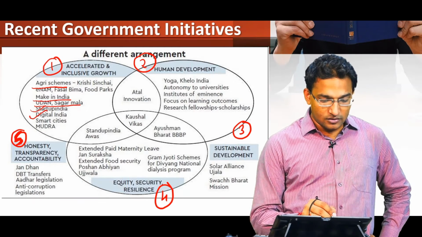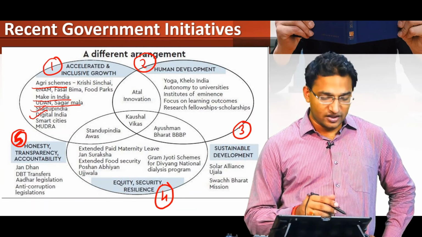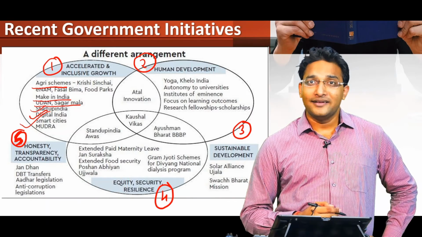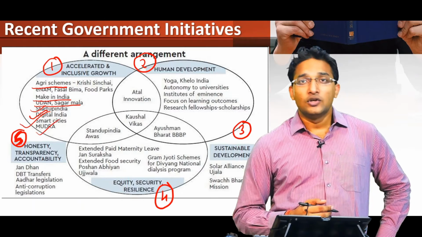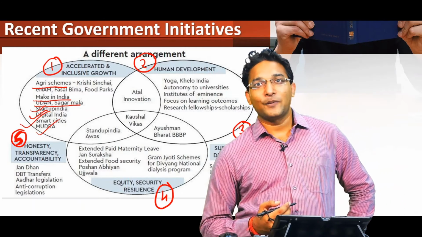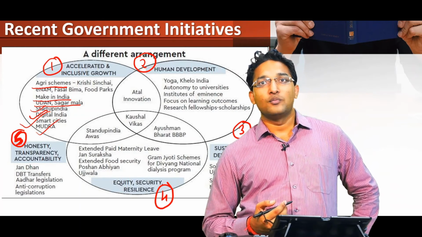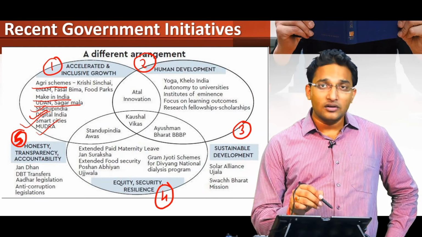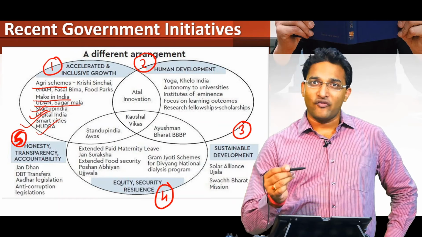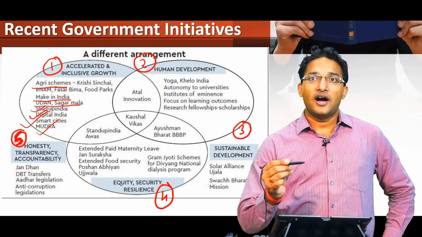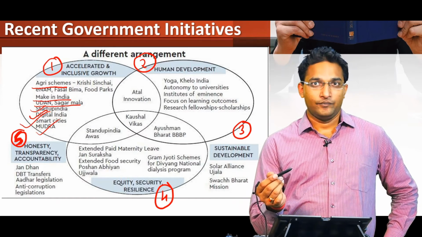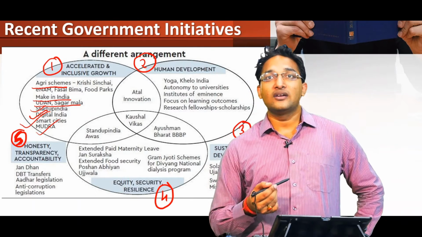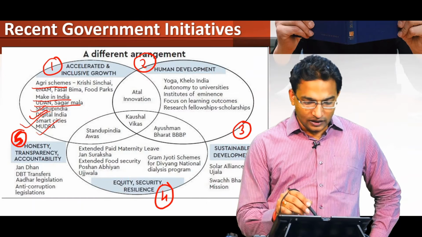Digital India to improve the efficiency and reach of the services. Smart India for the urbanization, and Mudra scheme to provide the financing for the startups as well as to the micro, medium and small industries. So all these are the initiatives in agriculture, manufacturing, infrastructure, urban areas and rural areas, which will accelerate the inclusive growth. Then human development.